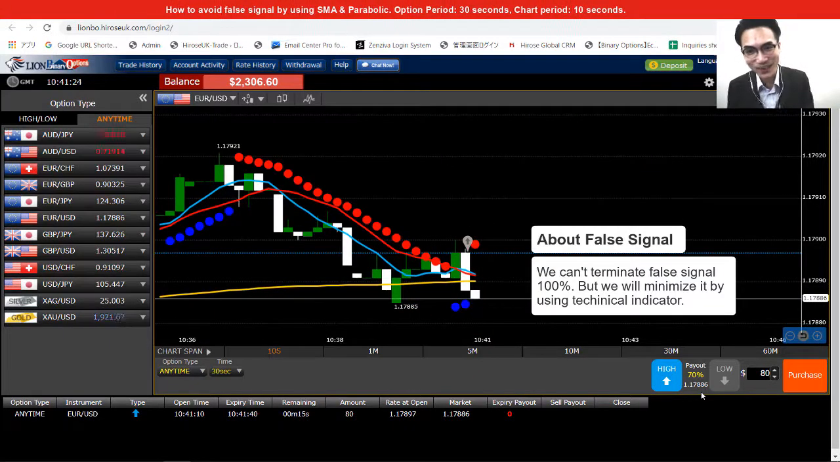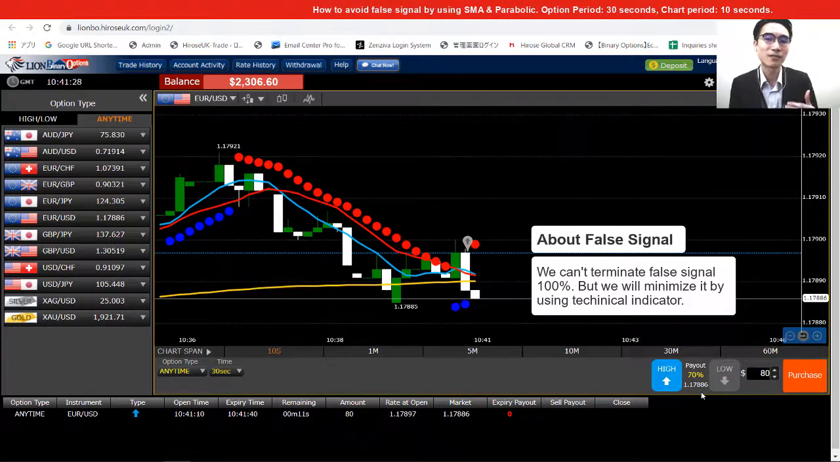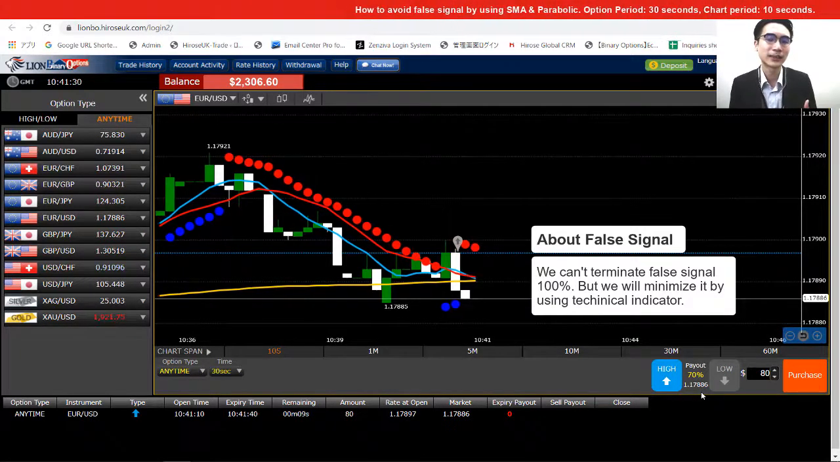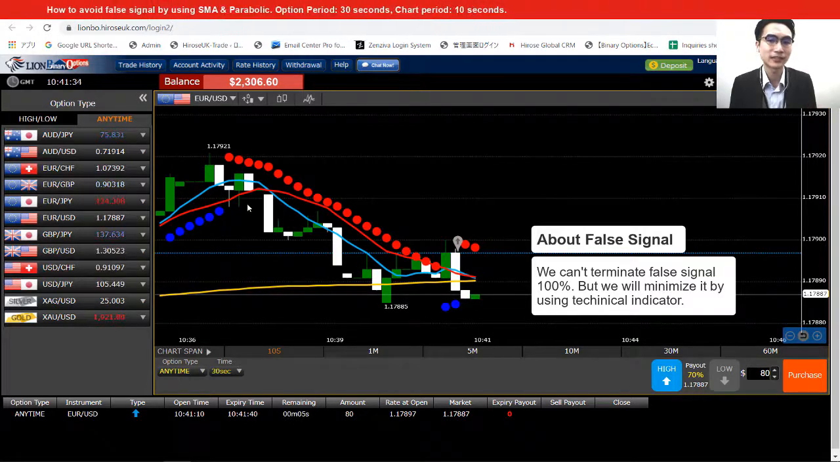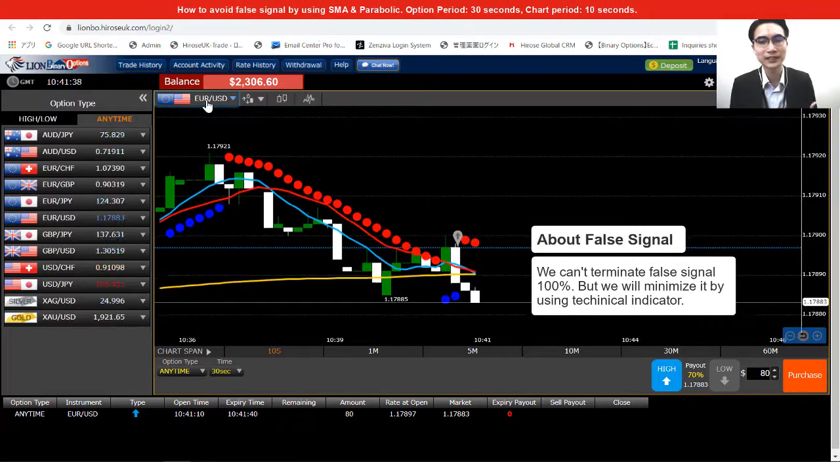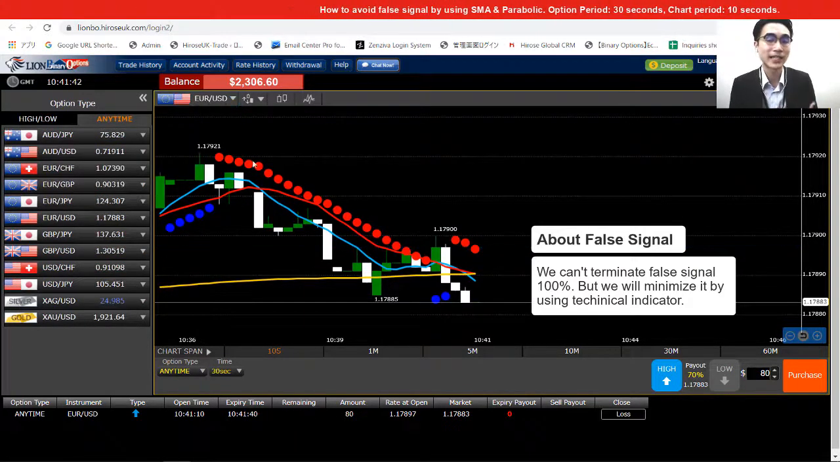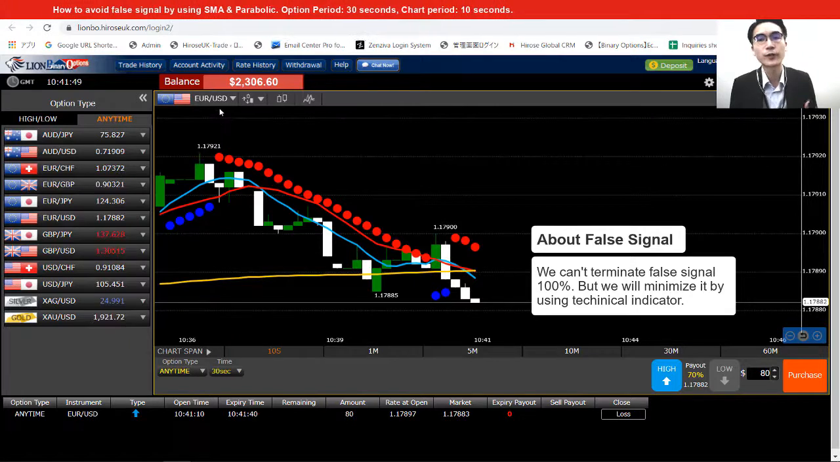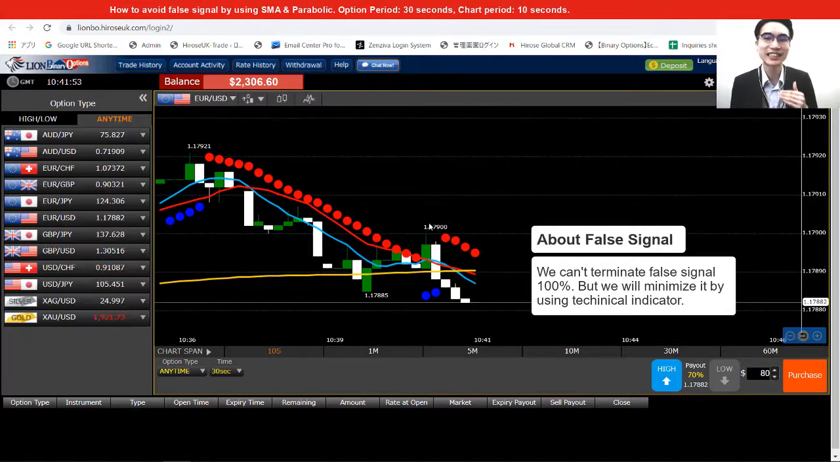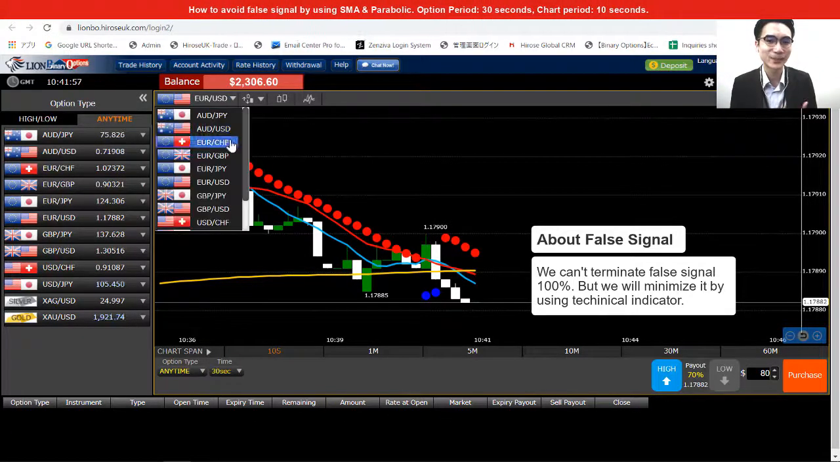The timing I opened this option is correct, but now you see right after I opened the position, even though the indicator is giving me a bright signal, I still got tricked by the market. So well, sometimes you just can't avoid getting tricked by false signals, but by using the strategies, you actually have a chance to avoid most of them, but you can't actually terminate 100% of it.